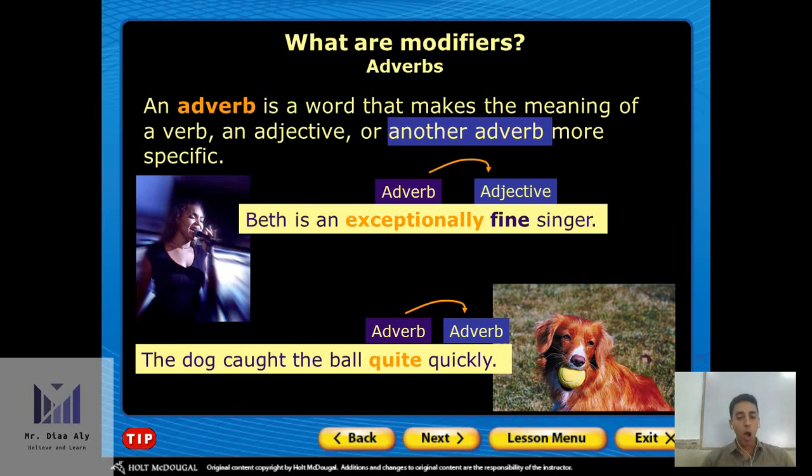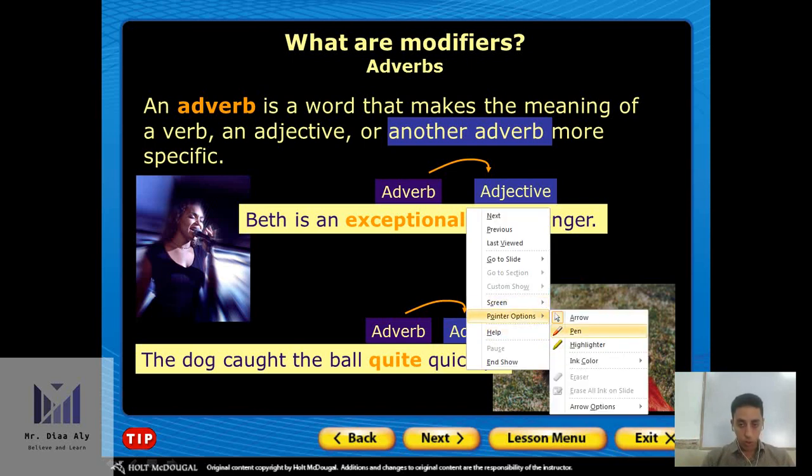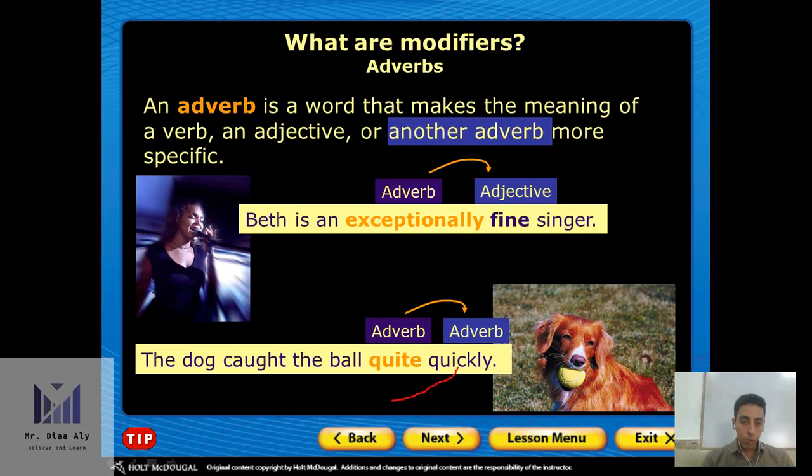So the dog caught the ball quickly. How quickly? Quite quickly, very quickly. So as you can see, quite is modifying an adverb, because, of course, you are smart enough and you know that quickly is modifying how did he catch it? He caught it quickly. And we have this quite modifying my adverb here, so it's also called adverb.